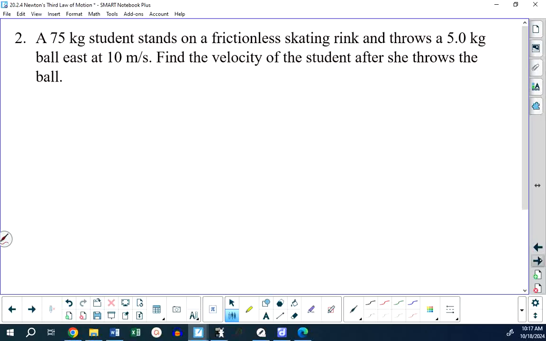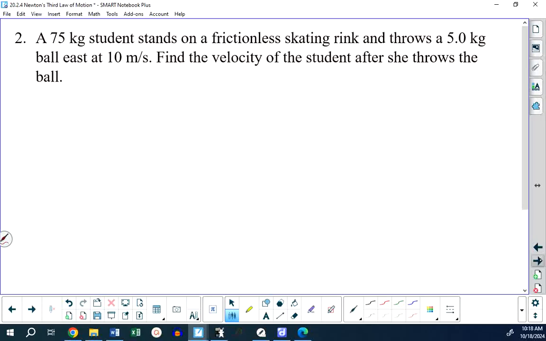A student stands on a frictionless skating rink and throws a 5 kilogram ball east at 10 meters per second. This is equivalent to me saying a rifle is fired and the bullet goes with a particular speed. What's the recoil speed of the rifle? Well, this is asking what's the recoil speed of the student?